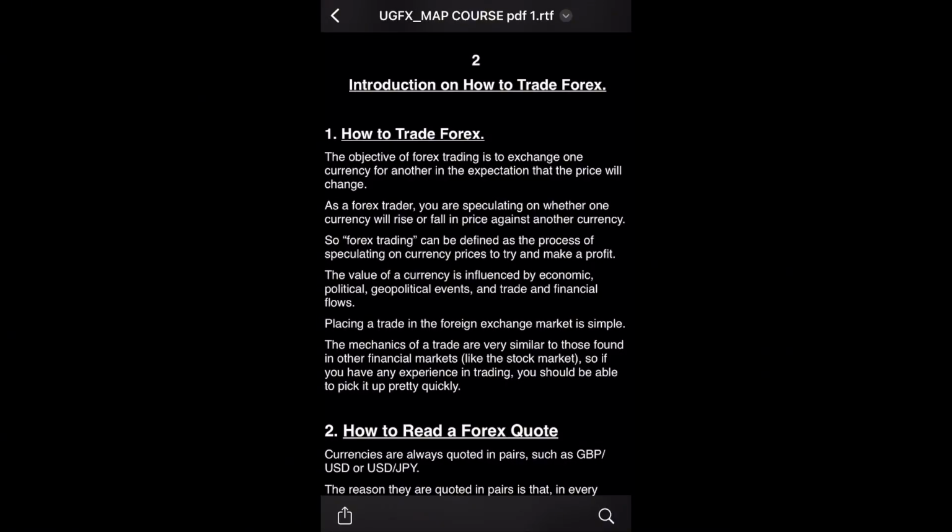And without wasting further time, we'll be discussing today the introduction on how to trade Forex. First on our list is how to trade Forex, which says the objective of Forex trading is to exchange one currency for another in the expectation that the price will change. As a Forex trader, you are speculating on whether one currency will rise or fall in price against another currency.